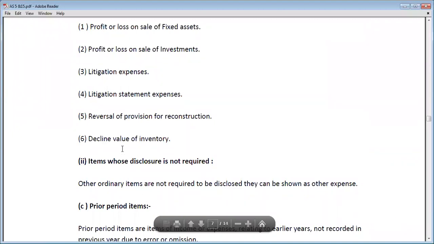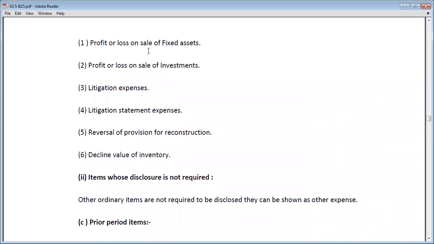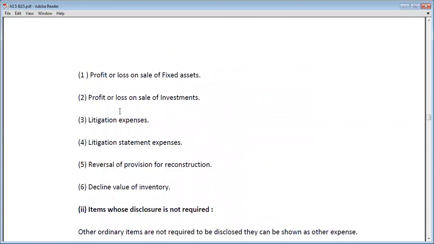So if you have expenses or items other than these items, then it is not required to disclose these expenses separately. You can show them as other expenses. So you can write them in total other expenses, the expenses other than these items. But in the case of these items, you have to show them separately.